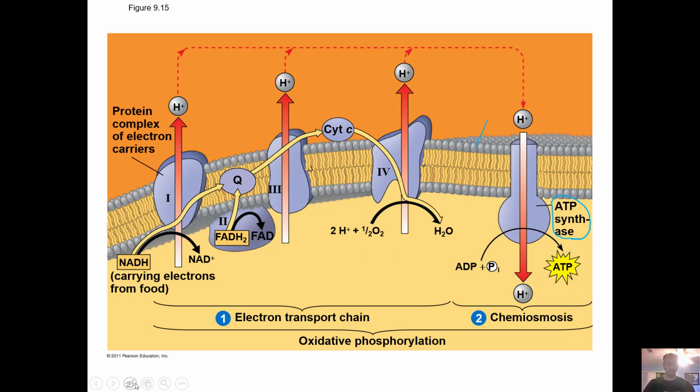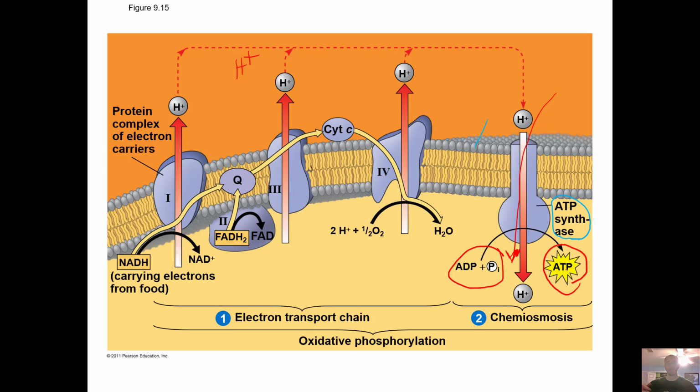So electrons are flowing through. The energy from those electrons is being used to pump hydrogen ions out here. So hydrogen ions are being pumped up here. They're in a high concentration up here. They flow through a tunnel. This tunnel is ATP synthase. They flow through it. And the flowing of hydrogen through ATP synthase provides the activation energy to glue ADP to a phosphate group, making ATP.